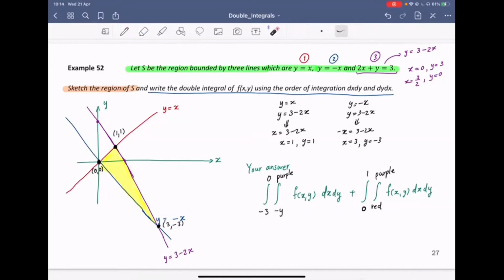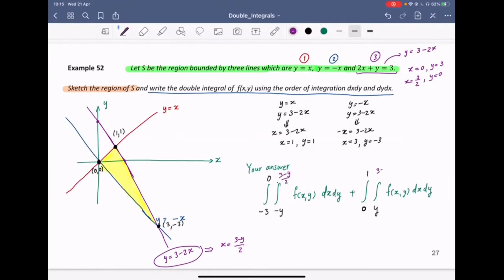The negative y here comes from the blue line, y equal to -x, I mean x equal to -y. The red one here is just y equal to x, that means x equal to y. The purple one is a little bit tough because you have y equal to 3 minus 2x. That means x equal to, let's see, 3 minus y over 2, right? Because you just need to switch the equation. So it's just 3 minus y over 2.